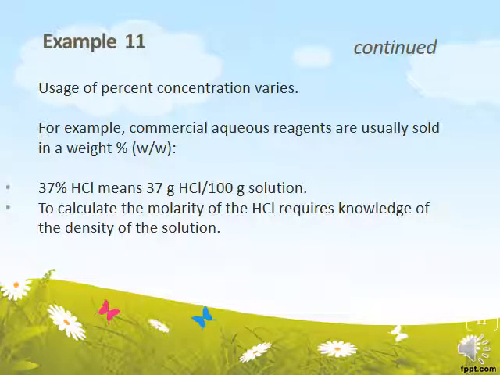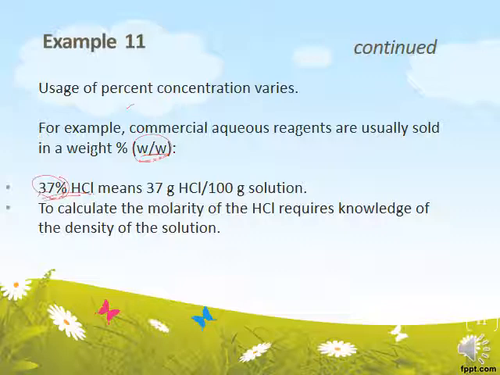So usage of percent concentration varies. Commercial aqueous reagents are usually sold in weight percent, weight over weight percent. When you look around in the lab, one example is 37% hydrochloric acid. This actually means 37 gram of HCl solute in 100 gram of solution. So normally it refers to weight over weight percent.